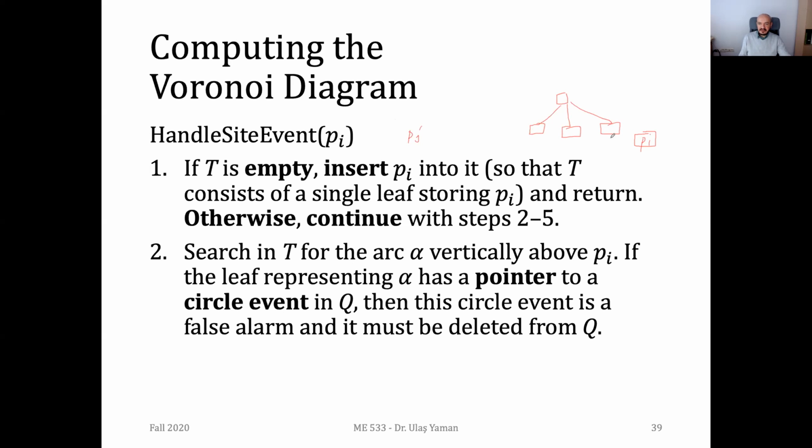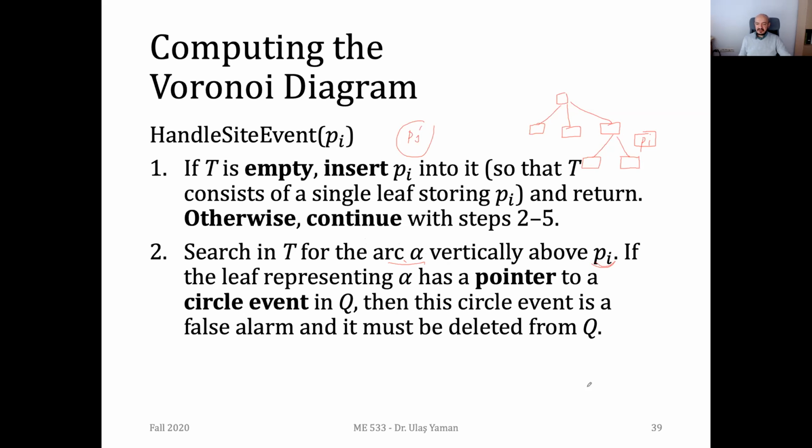It should be a balanced search tree. You may have such a kind of beach line status data structure. So then if you come up with another site event, what do you do? You search for the arc alpha, which is above PI.